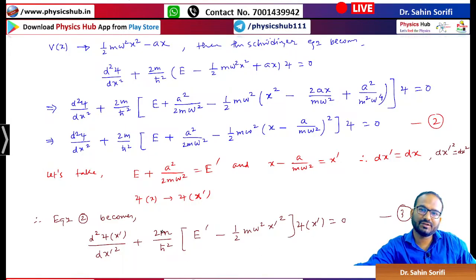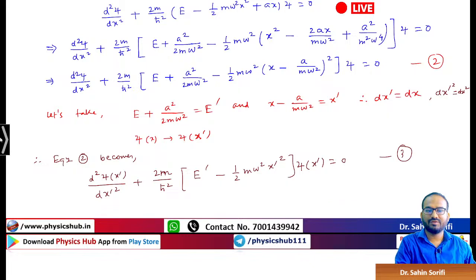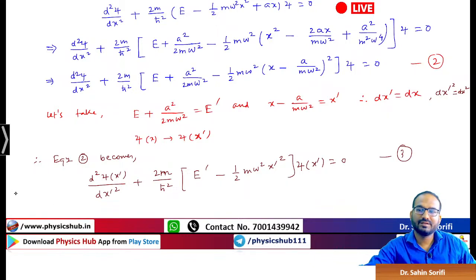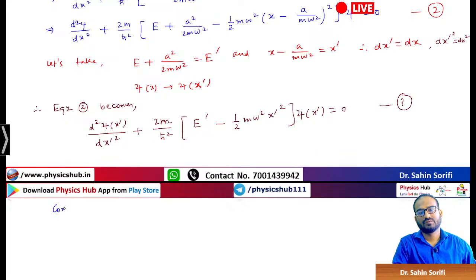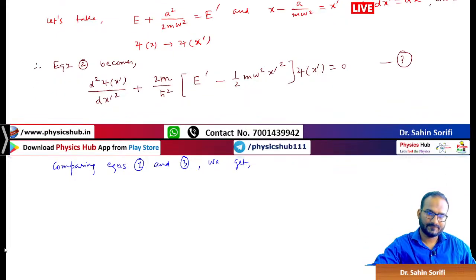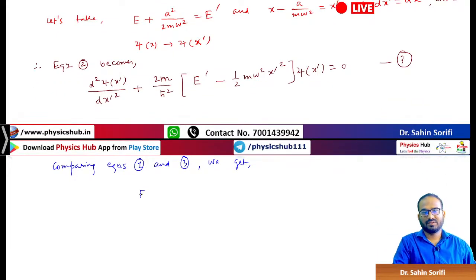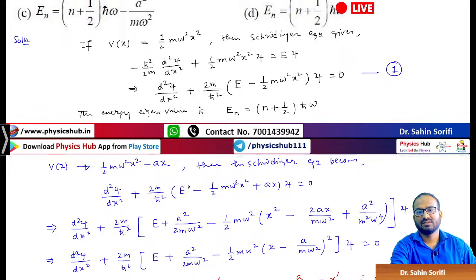Look, if the equation is not changing, the energy eigenvalue format will not change. So comparing equations 1 and 3, what do you get? Let's say we are writing the energy En prime. This will be n plus half h cut omega. Because the format is the same, you have just changed the variable. So the energy eigenvalue, the right hand side will remain the same, n plus half h cut omega.